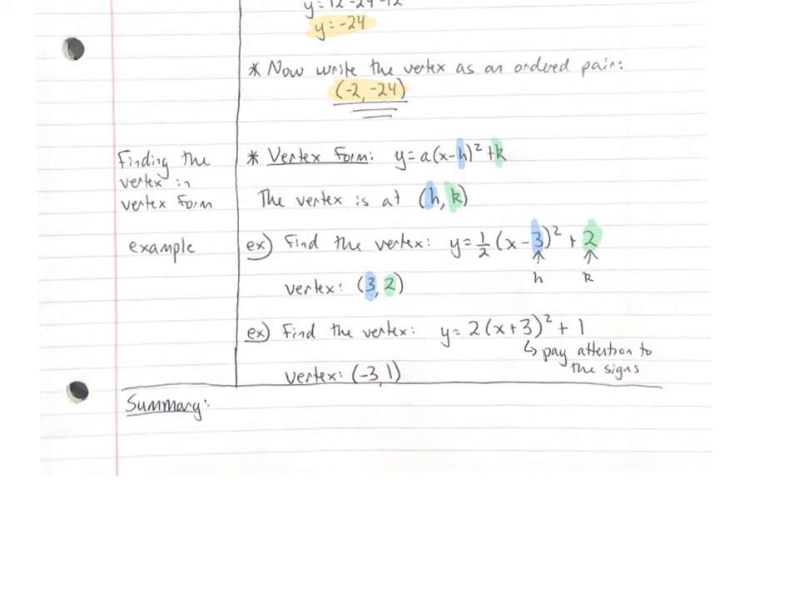My other example is y equals 2 times the quantity x plus 3 squared plus 1. Again, you've got to pay attention to those signs. This one was a positive, so we're going to change it, and it's going to become a negative. Then positive 1 out here, and so my vertex is at negative 3, 1.